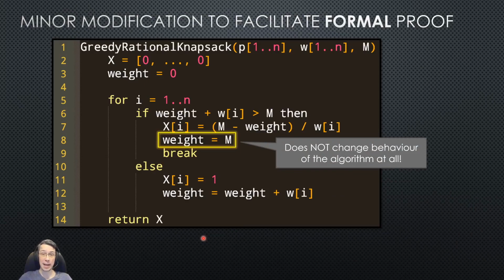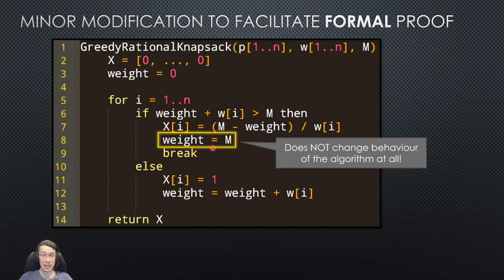Okay, so here we're going to need, at least it'll make the proof a lot easier if we make a minor modification to the algorithm. This minor modification is not going to change the behavior of the algorithm at all. I'm just going to explicitly write that the weight is equal to m after I've taken as much of an item as I can to exactly fill up the knapsack. Now, we never actually read weight again beyond this point, so this doesn't change the algorithm's behavior at all.